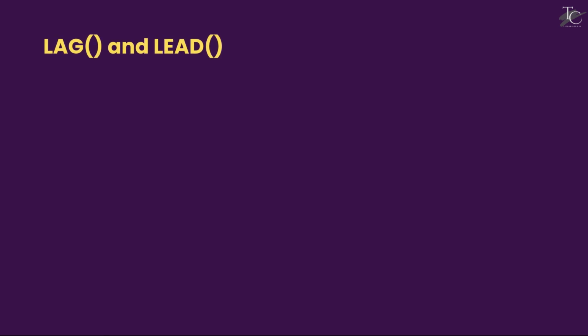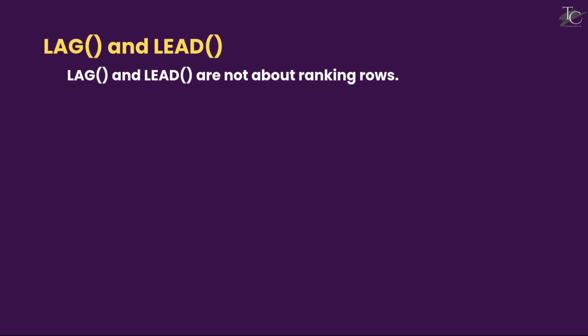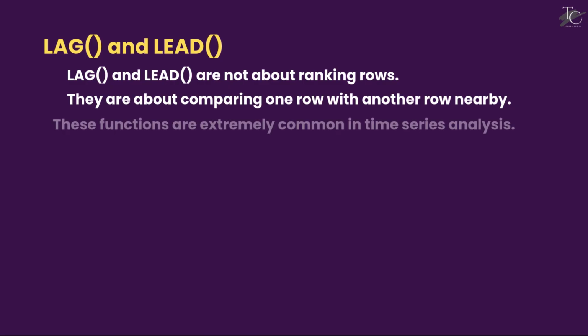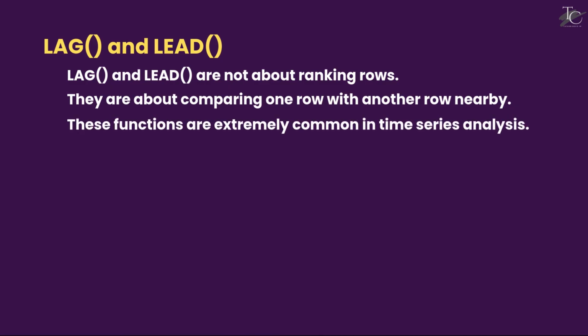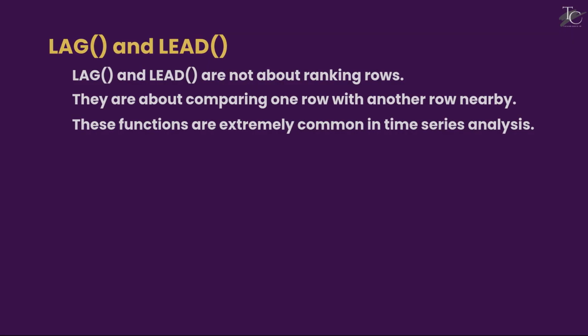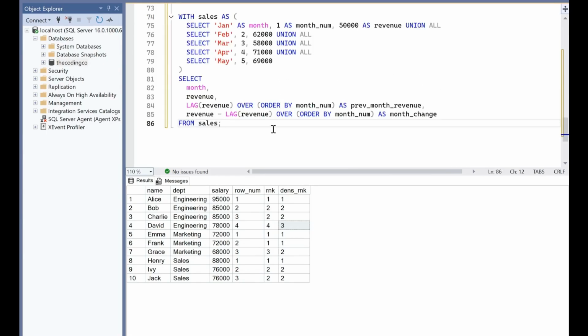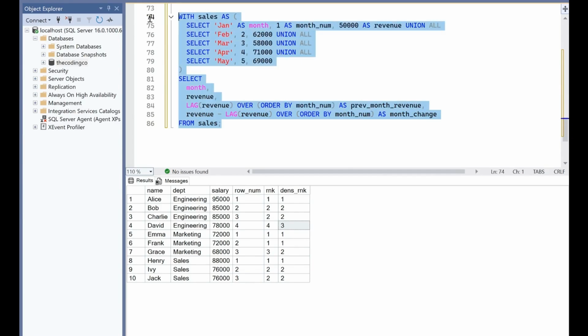Now, the next two functions are a little different. Lag and lead are not about ranking rows. They are about comparing one row with another row nearby. These functions are extremely common in time series analysis. Let's look at an example with monthly sales data. Here I am creating a small dataset with revenue for each month. Now let's run this query.